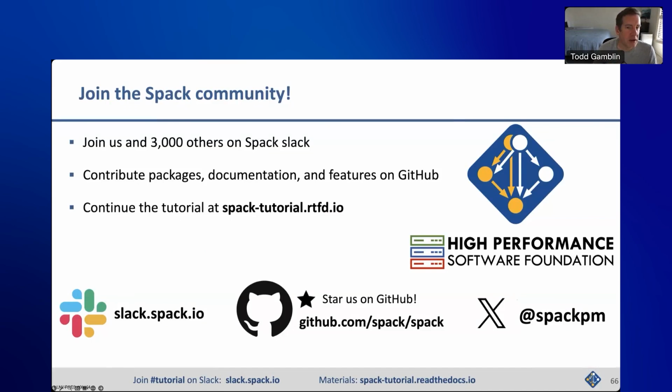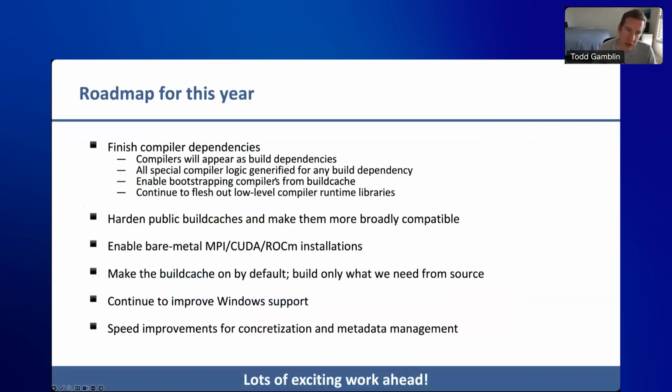And if you're interested in where the project is going, what we are working on most right now is finishing up something called compiler dependencies, and we talked about this at different points throughout the tutorial. Essentially, we are making compilers into first-class packages within Spack. So you may have noticed that you have to do a lot of fiddling with configuring your compiler locally, or even if you install a compiler with Spack, you have to go and set up config for it.